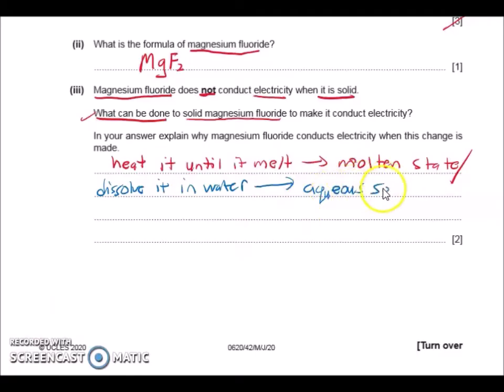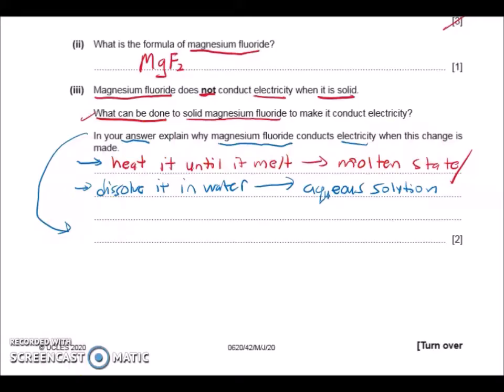Okay, it's an aqueous solution. Alright, so this one, you have two choices. You can answer this or this one. You get 1 mark for this. Next, we have to explain for this one. In your answer, explain why magnesium fluoride conducts electricity when this change is made.